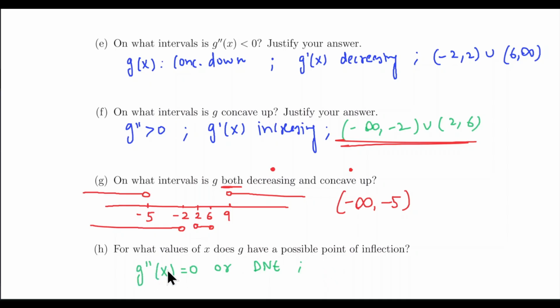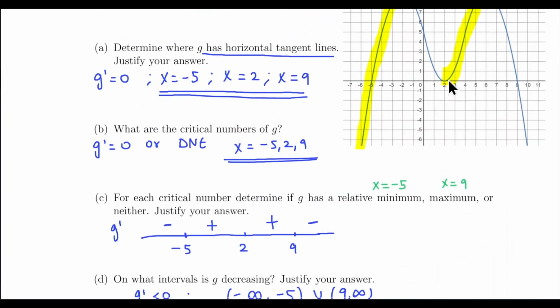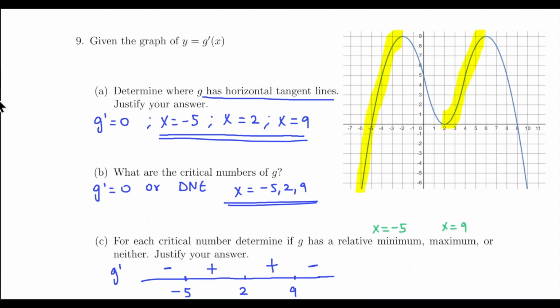How will I see that G double prime is 0 or undefined? Obviously, the derivative of this function, which is G prime, is never undefined. There is no vertical tangent. But yes, the derivative is definitely 0 at these 3 points. That's where the derivative is 0. This is G prime and its derivative is G double prime, because these are horizontal tangent lines. So the possible points of inflection are -2, 2, and 6.